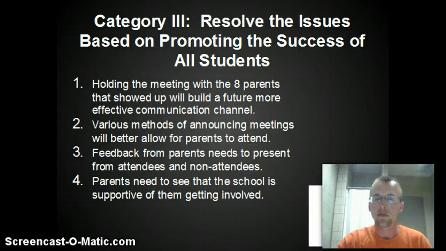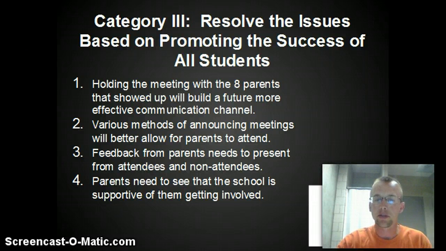Number 3, feedback from the parents needs to be present from attendees and non-attendees. There's going to be many times where parents aren't going to be able to attend the meetings, and you still need to know what they're thinking. So there has to be something done, like even surveys could be sent out, and parents' newsletters could be sent out, so that way people could get responses back to the school of what they want to change.